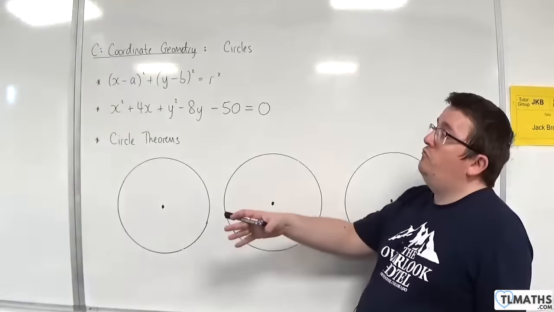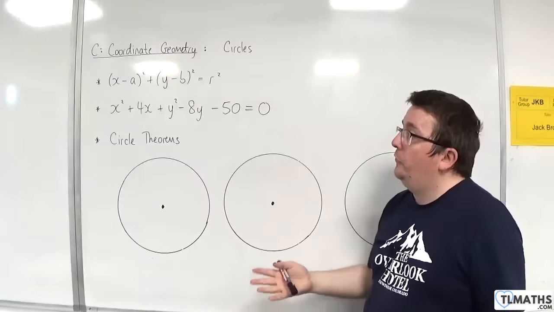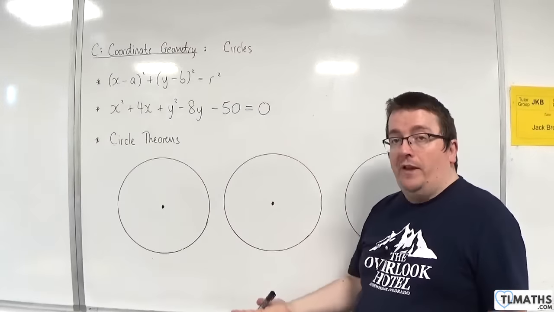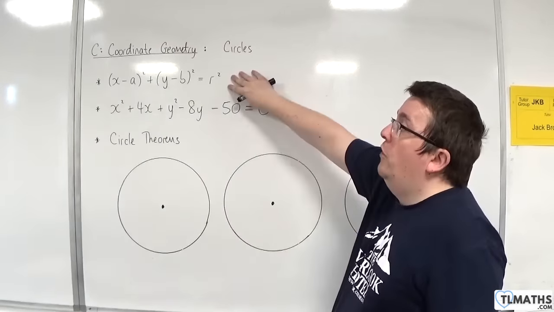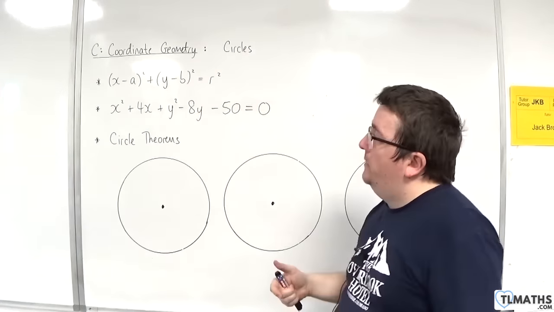Now with circles, you should be able to recognise the form (x − a)² + (y − b)² = r². You should be able to read off the centre and the radius from a circle equation in that form. So centre (a, b) with radius r.